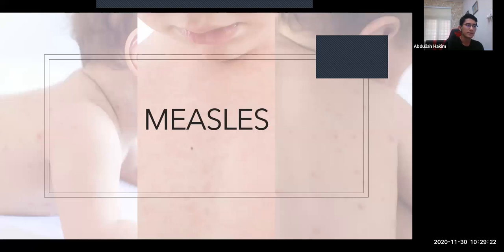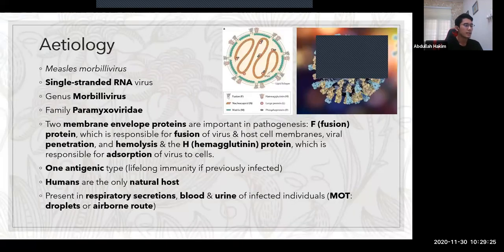So the first virus is measles. The name is measles morbillivirus. It is a single-stranded RNA virus. The genus is Morbillivirus, and the family is Paramyxoviridae. There are two membrane envelope proteins that are important in pathogenesis. First is the F protein, the second is the H protein. The F protein is for the fusion of the virus, while the H protein is for the adsorption of the virus to cells. This virus has only one antigenic type or serotype.